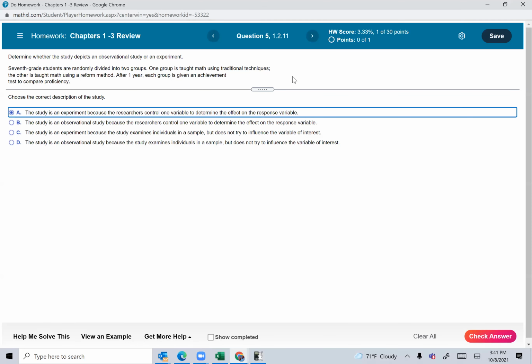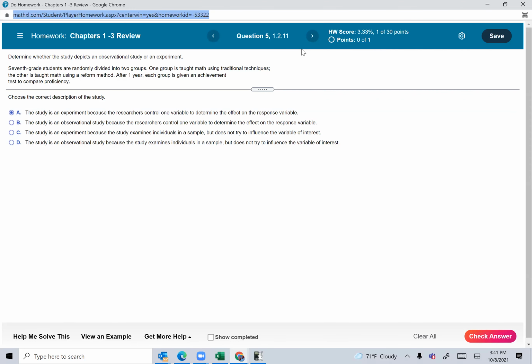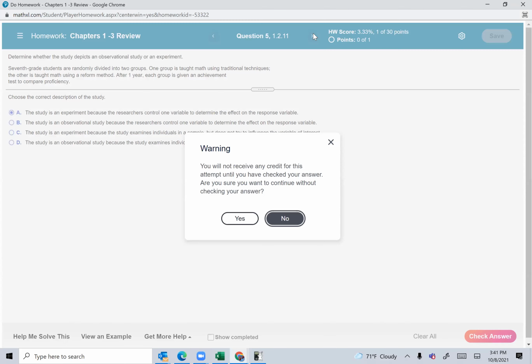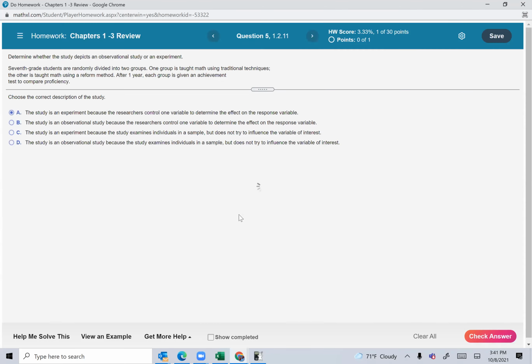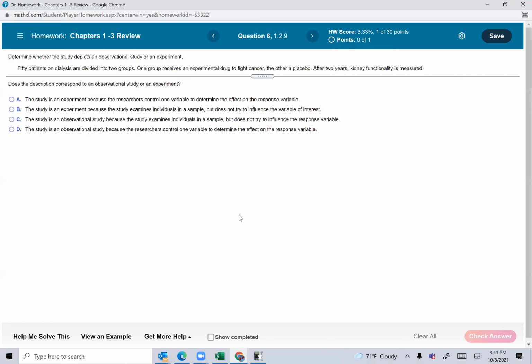There you go, right here. So that's the difference between an experiment and an observational study.